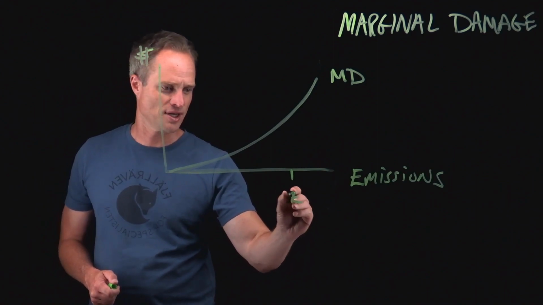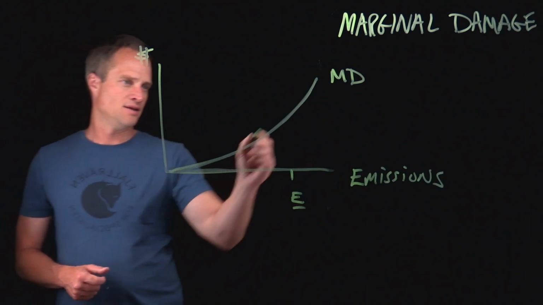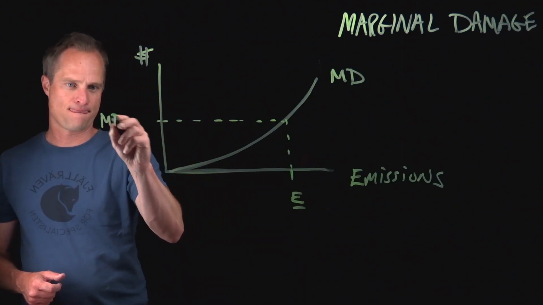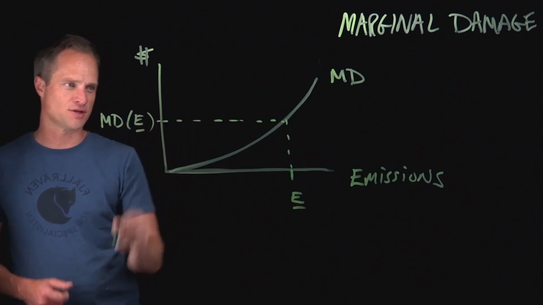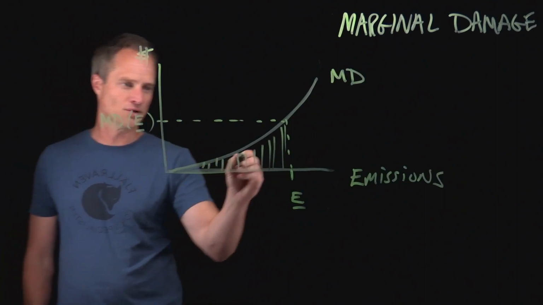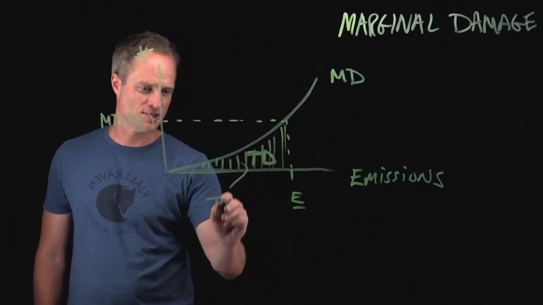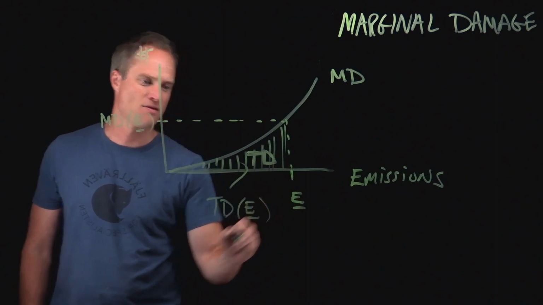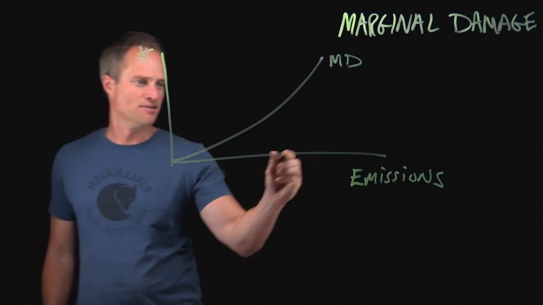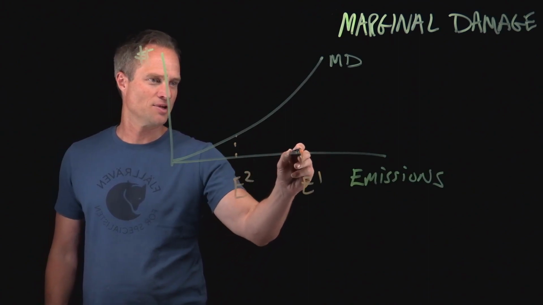And so if we take a point E, E lower bar, then at E lower bar emissions, this is the marginal damage. That's the dollar amount at the margin. And under here, this would be the total damage, right? TD. In particular, this would be the total damage at E lower bar.